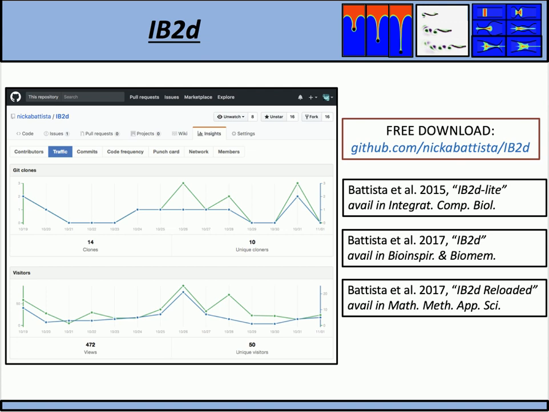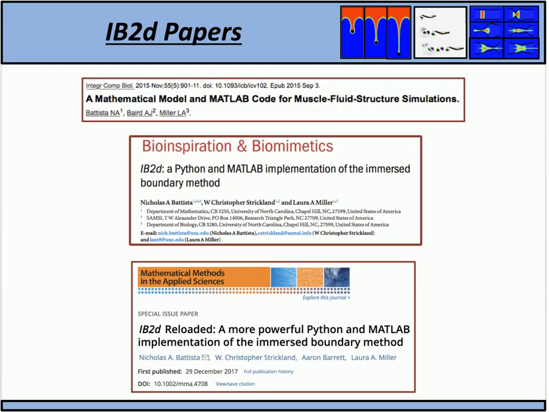IB2d is freely available at github.com. There are 2 fully functioning versions of the code, one in MATLAB and one in Python. Also, the software comes with over 60 built-in examples that you can just download and run right away. And as of January 2018, there are 3 published papers out on this software. Our first paper was in 2015 in Integrative and Comparative Biology, then in 2017 in Bioinspiration and Biomimetics, and at the very end of 2017 in Mathematical Methods in the Applied Sciences. So please go check those out.